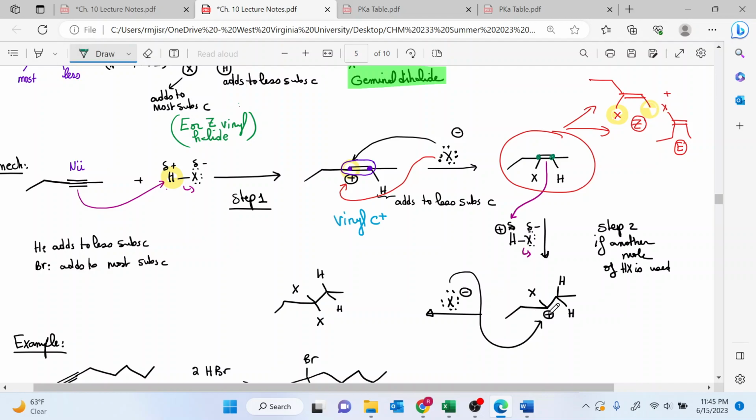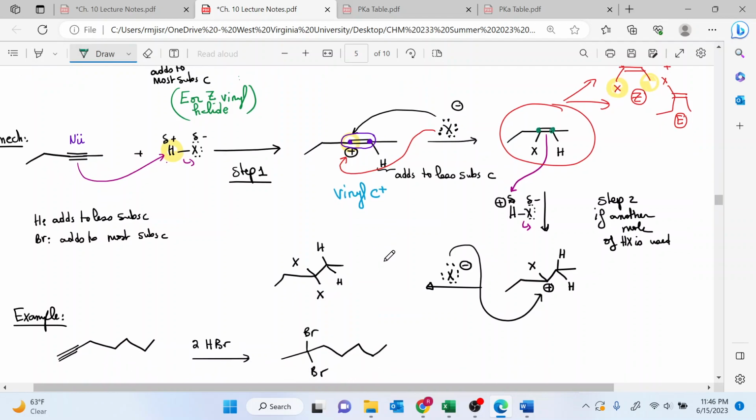In this case, I'm not forming a chiral center because the X's are the same. So right now it doesn't matter. It's just going to attack, and I'm going to end up forming two halogens on the same carbon. This is called a geminal dihalide.